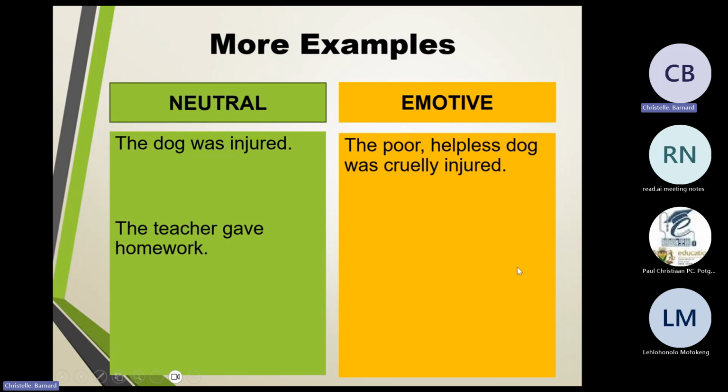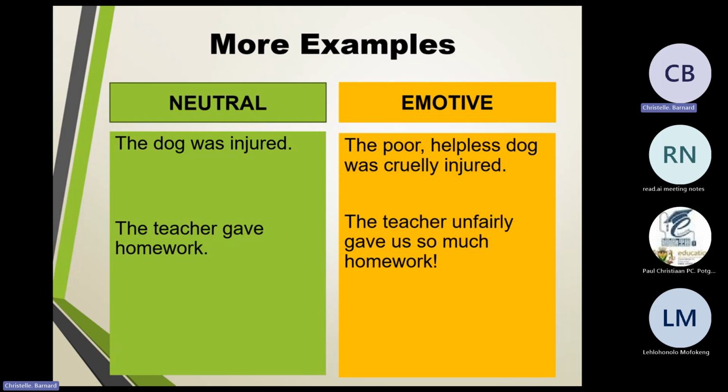Another example, the teacher gave homework. Okay, so now that's neutral. There are no descriptive words in there. So what descriptive words can you add to make it an emotive sentence, to use emotive language? I've added the following. The teacher unfairly gave us so much homework. So unfairly, again, I feel I've been treated unfairly. That can make me feel angry. And then so much can make me feel hopeless. How am I ever going to finish this? So there I've added unfairly and so much. And those are examples of emotive language.